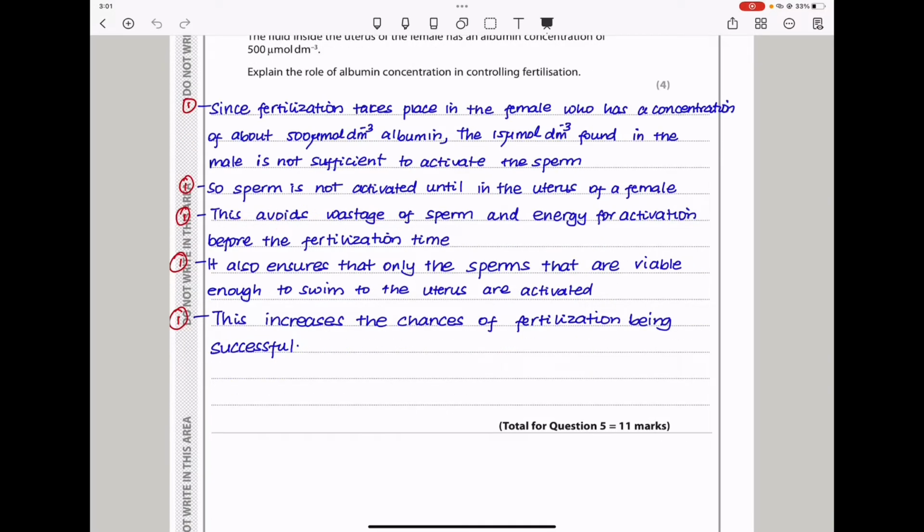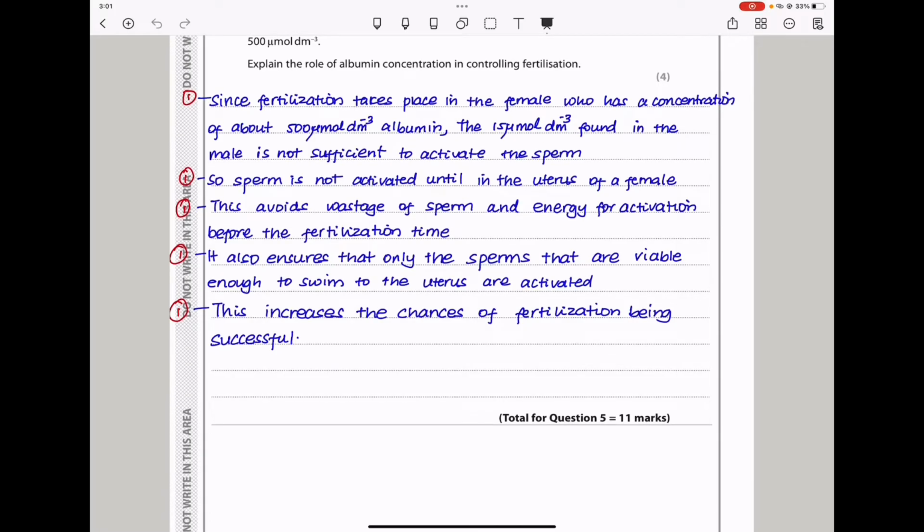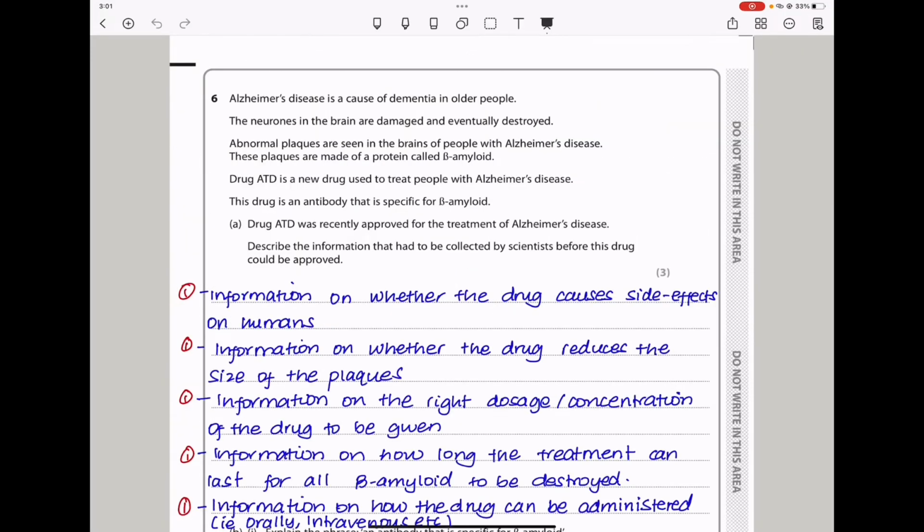This avoids wastage of sperm and energy for activation before the fertilization time. It also ensures that only the sperms that are viable enough to swim to the uterus are activated. This increases the chances of fertilization being successful. So this brings us to the end of question 5. Let's continue to question 6.